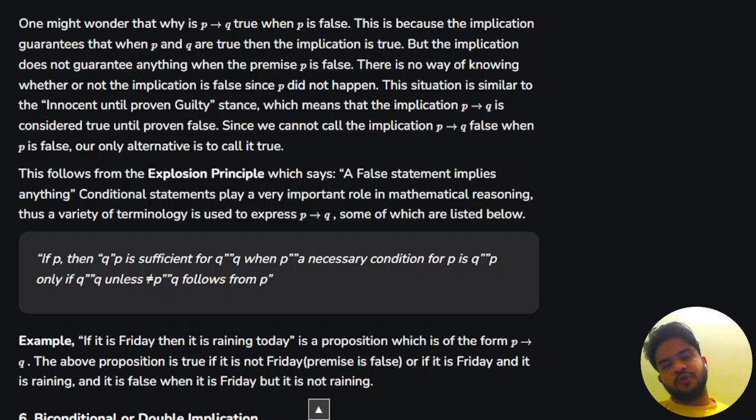You might wonder why P implies Q is true when P is false. This is because the implication guarantees that when P and Q are true, then the implication is true. But the implication does not guarantee anything when the premise P is false. There is no way of knowing whether or not the implication is false since P did not happen. This situation is similar to the innocent until proven guilty stance, which means that the implication P implies Q is considered true until proven false, since we cannot call the implication P implies Q false when P is false.